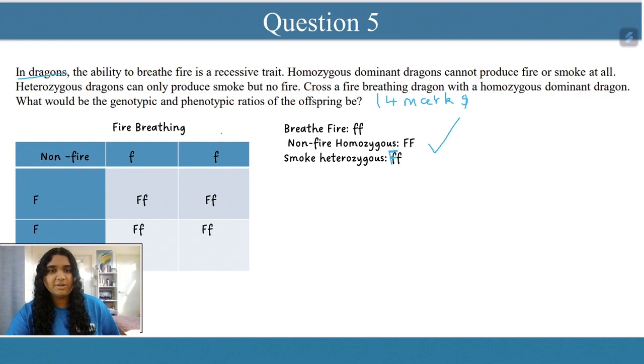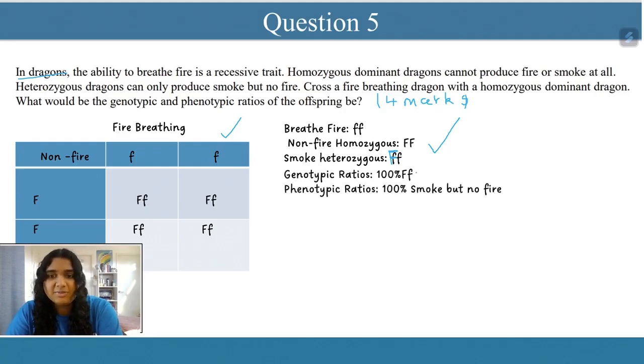The second mark comes from doing the Punnett square properly. So we're crossing a fire-breathing dragon, or a double recessive, little f, little f, with a non-fire breathing homozygous dominant dragon, so double capital F there. All of our offspring are going to be capital F, little f. So our genotypic ratio is going to be 100% capital F, little f, or 100% heterozygous. And our phenotypic ratio is 100% smoke but no fire. So if you've got all 4 of those details, that's 4 marks down pat for this question.